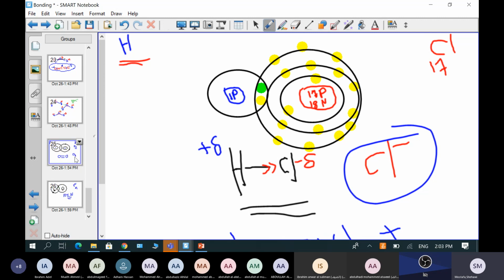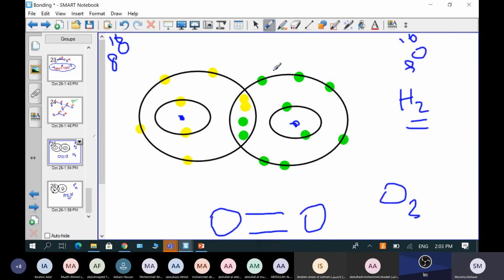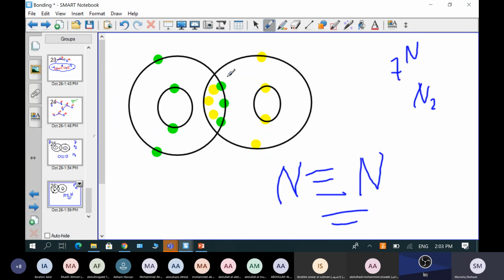If we come here, oxygen needs 2 electrons in the outermost shell to have a stable configuration, which is 8 in the outermost shell. So it will share by 2. Each oxygen atom will share by 2, so we'll have double covalent. You will have single covalent if each atom shares by 1, double covalent if each atom shares by 2, and triple covalent if each atom shares by 3. So we have single covalent, double covalent, and triple covalent bond.